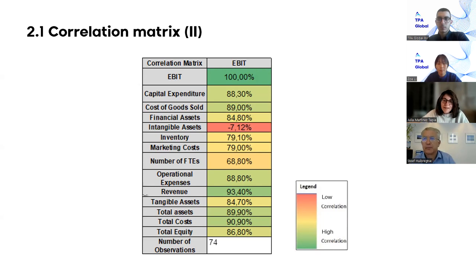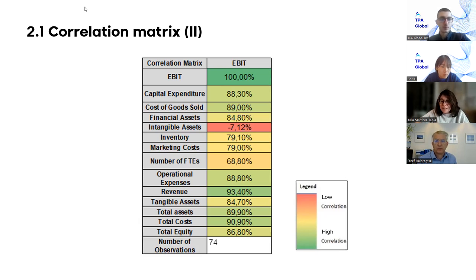There is something weird here, if you have a look at it. Here at intangible assets, we have got low correlation. And you may think that that doesn't make sense, because intangible assets are expected to have a high impact on the EBIT, or we all can expect that. So that's a little strange.